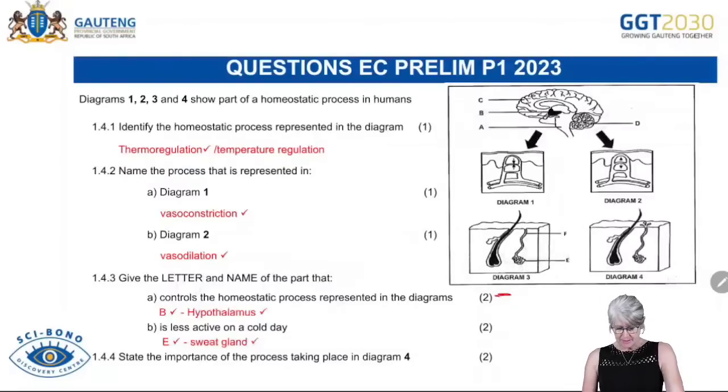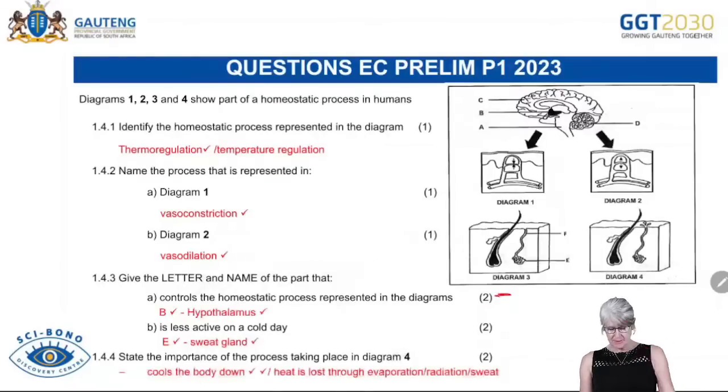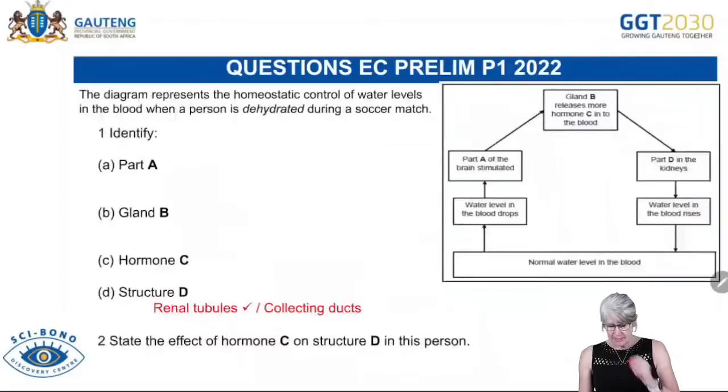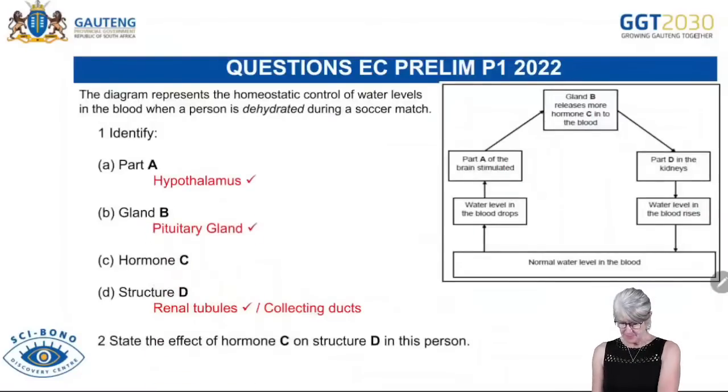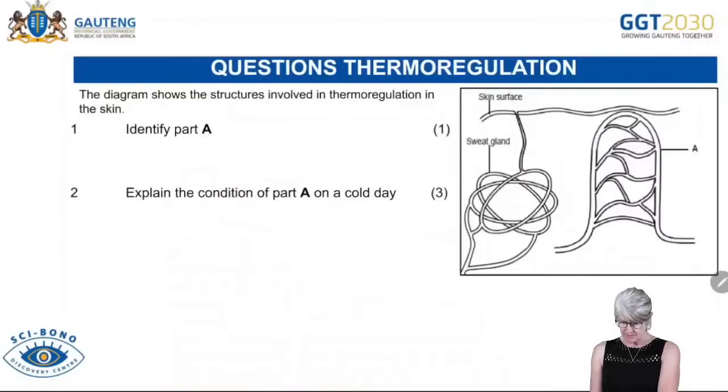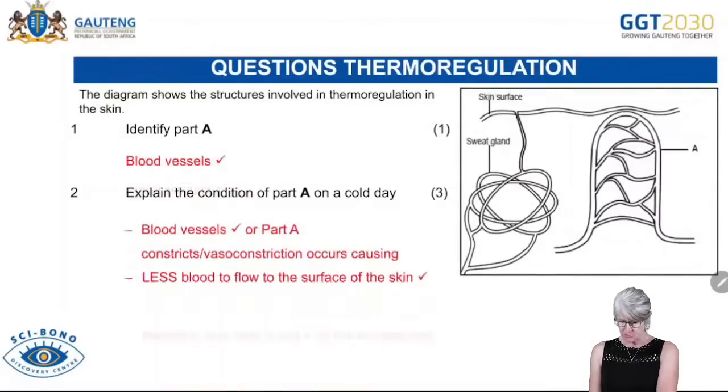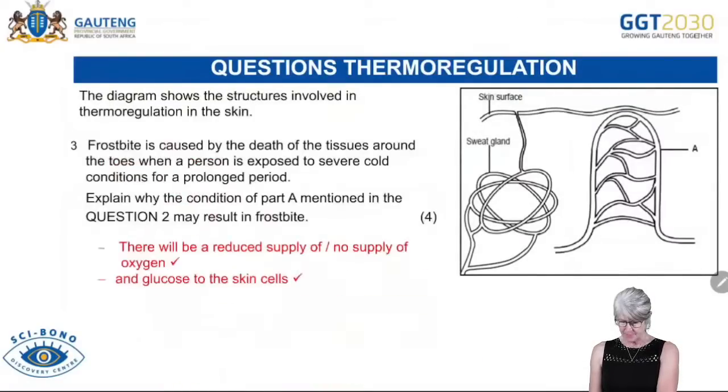less active. And then state the importance of the process taking place in diagram 4. Okay, so that would be sweating. So the significance is that it cools the body down, or heat is lost through evaporation, radiation, and sweat. Right, I think we've run out of time, so I'm going to move on. I want to go to the end and just talk a little bit about the exam.